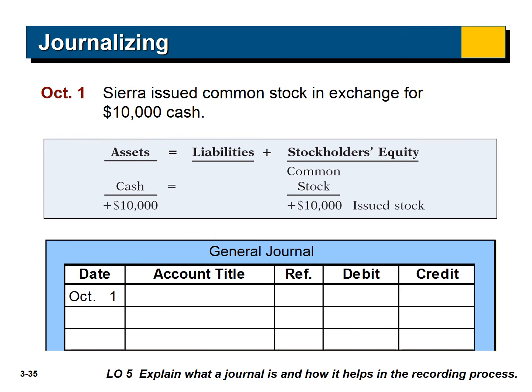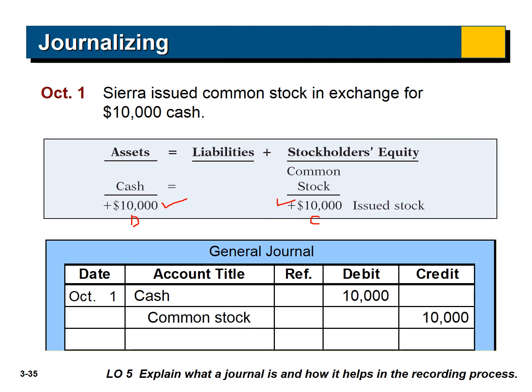So remember this transaction we did before. Sierra issued common stock in exchange for $10,000 cash. We showed you this earlier. That affects cash and common stock, both of which go up. Now you remember the debit and credit rules. Debits increase cash, so we know that to increase cash we're going to need a debit there. But common stock is a stockholders' equity account, and we know that credits increase equity accounts. So we're going to record the journal entry: we're going to debit to increase the cash, and we're going to credit to increase the common stock.